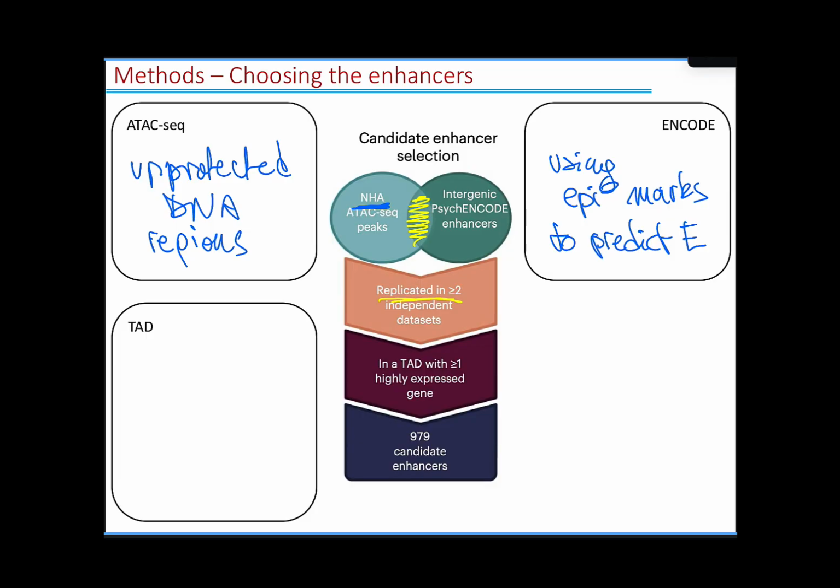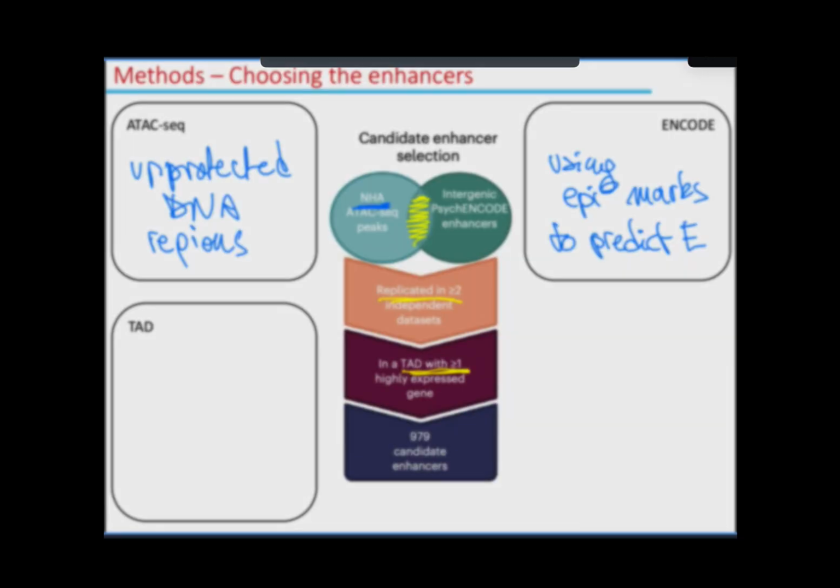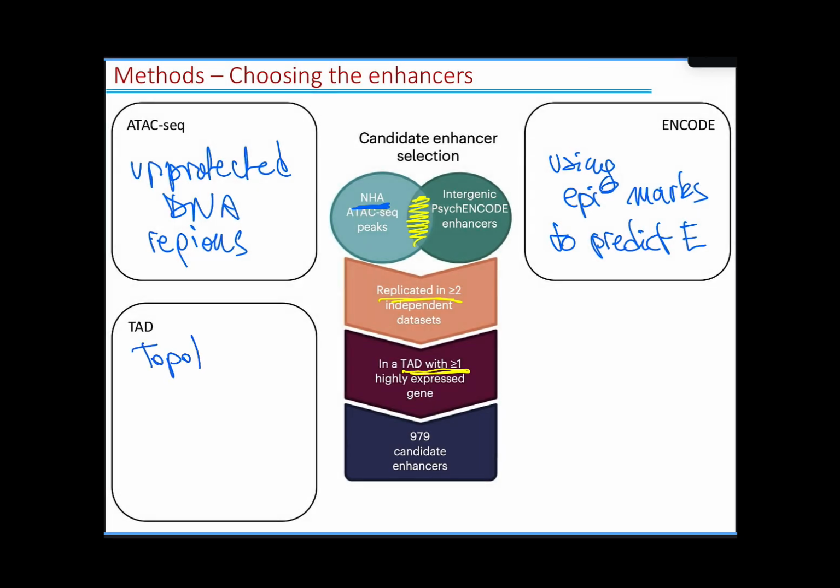Then they also said, these putative enhancers or hypothetical enhancers that we would like to investigate should be in a TAD with more than one highly expressed gene. And once again, does anyone know what we mean by TAD? With itself. Excellent. Do you know what TAD stands for? Topologically associated. Excellent. Topologically associated domains.